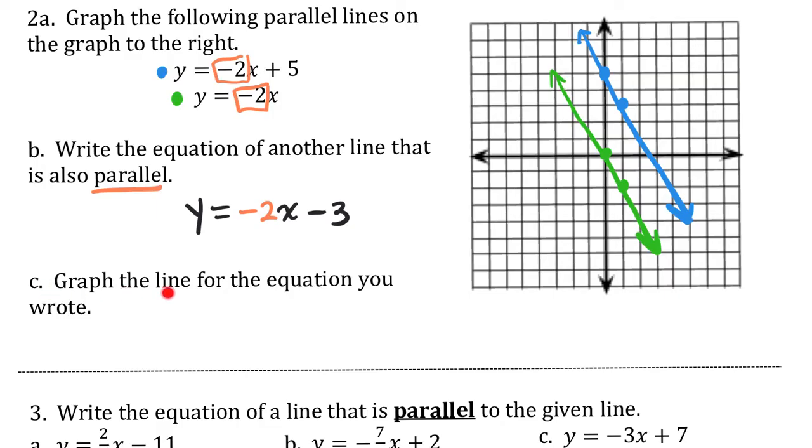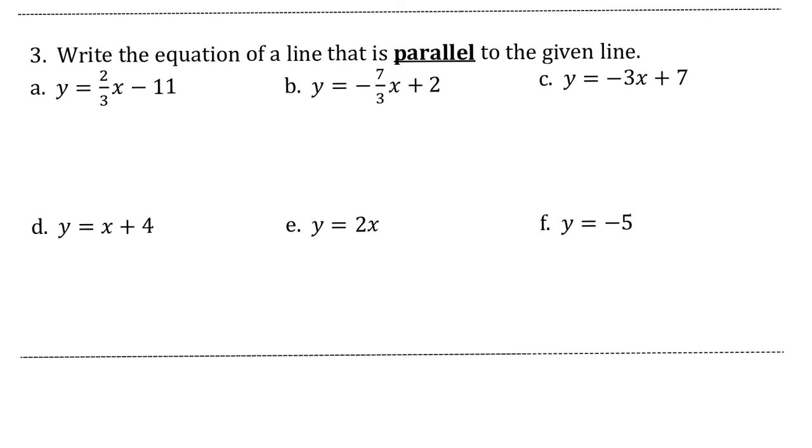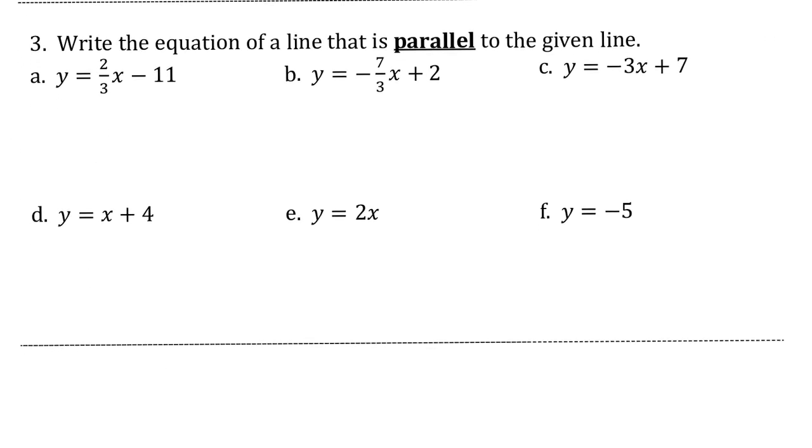Okay, now part C, graph the line for the equation you wrote. So I'm going to go ahead and graph this line. Okay, since my y-intercept is -3, I'm going to go down to the -3. My slope is down 2/1. Yours might be different, and that's okay. But when I graph my line, it should look parallel to the other two lines. And they really do look like they're all going the same direction, so that's a sign I did it correctly. Okay, now sometimes we don't graph them, we just write the equation of the line that is parallel.